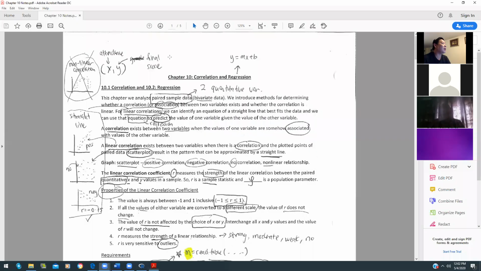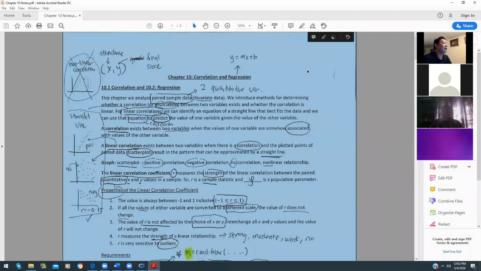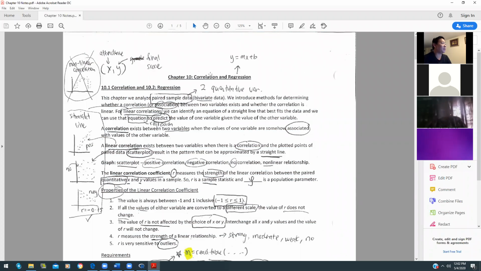So this is chapter 10. Chapter 10 talks about correlation and regression. This is where we get a pair of sample data. In the test, it's very obvious if a question comes from chapter 10: they will have the word correlation and the word regression. If they give you a pair of sample data, they want you to find the correlation and then the regression.